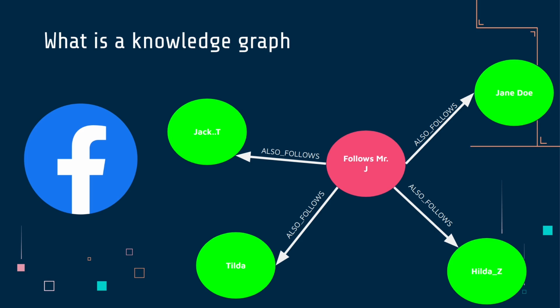Now, with the data available to Facebook, it is able to build a knowledge graph to understand if people who follow Mr. J also follow Jendo. They also follow Hilda. They also follow Tilda. They also follow Jack T. So how does Facebook know this, right? Based on how people are using the platform, right? So maybe Mr. J and Jack T post similar content. So people who follow Mr. J are likely to follow Jack T, right? So Facebook uses this information to suggest new friend requests or friend suggestions based on who you follow.